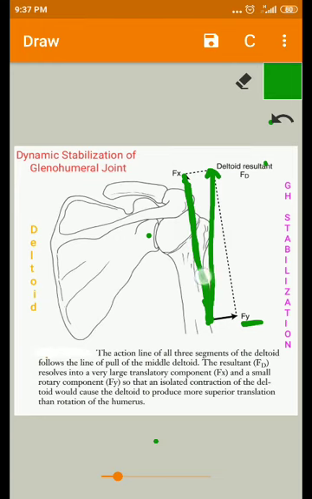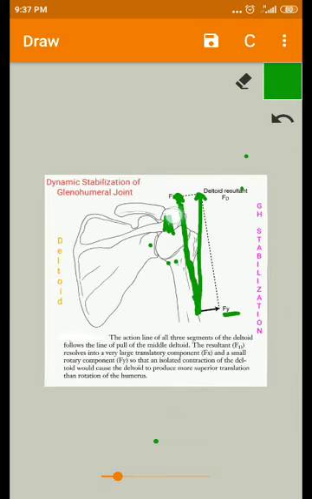Because this force is acting like that, what is this force doing on the humeral head? This force is creating shear force on the humeral head, which means it causes some movement, and that is called shear force. So what is happening? Because of this force, which is directed superiorly, the humeral head will glide superiorly.